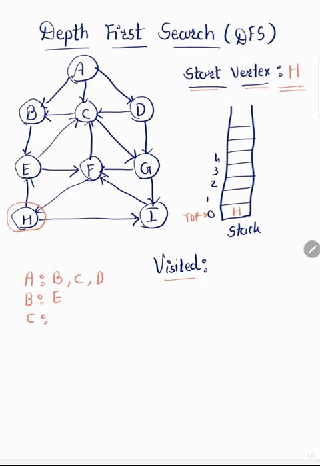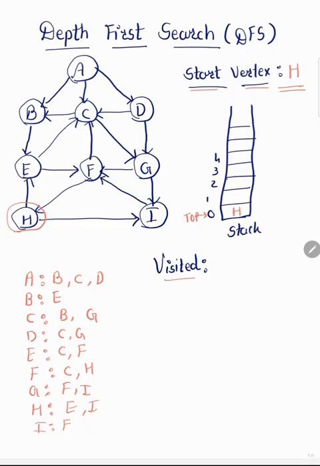For C we have B and G, right? For D we have C and G. For E we have C and F. For F we have C and H. For G we have F and I. Then from H I have E and I. And from I I have only one, that's F, right?